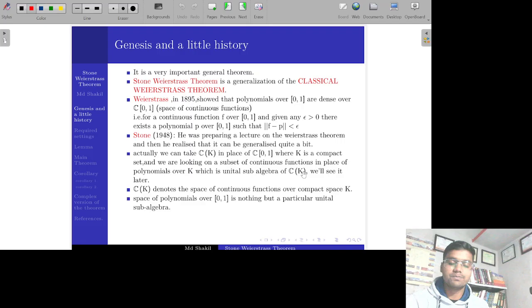So this is a very beautiful theorem. By proving this Stone Weierstrass theorem, actually we are proving the classical Weierstrass theorem in a different and very beautiful and very general setting.